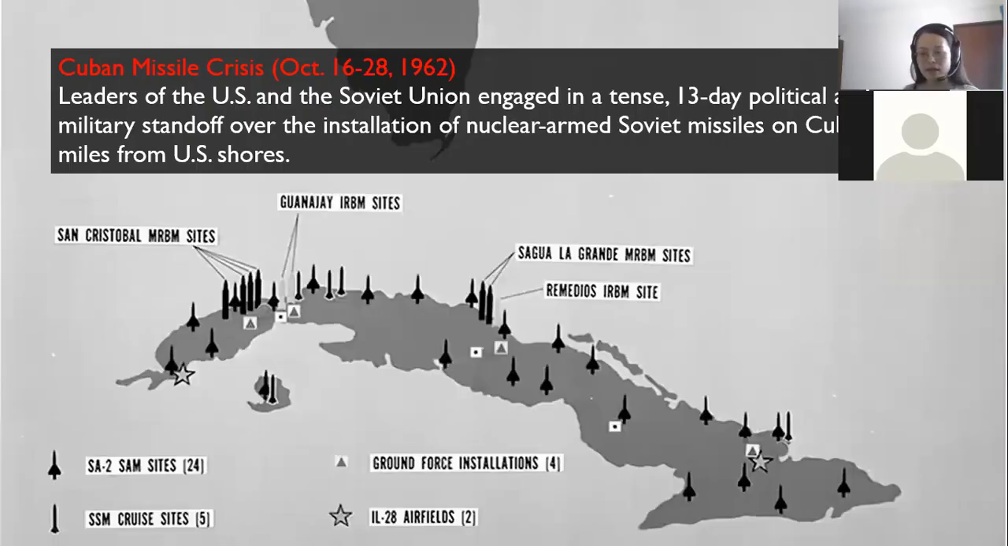So the second case happened in 1962 when leaders of the US and the Soviet Union engaged in an intense 13-day political military standoff over the installation of nuclear-armed Soviet missiles on Cuba. That was very, very close to US shores. And this was like the closest encounter, very close to initiating a nuclear war in the world. So this is a very critical historical moment. It didn't happen in the end, but it was very close.